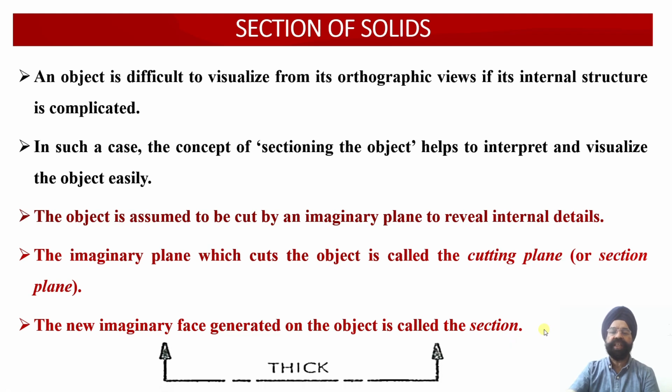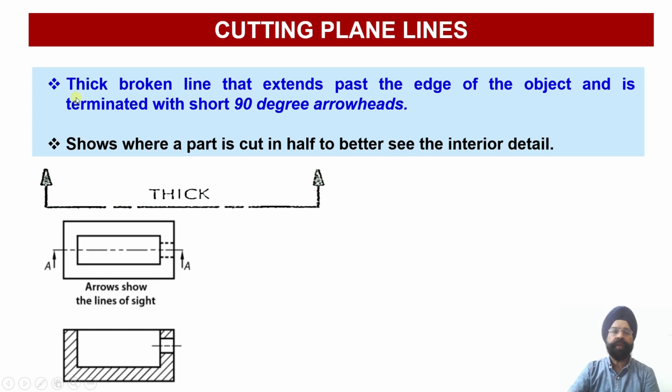Now this is the representation of the cutting plane. It is a thick broken line that extends past the edge of the object and is terminated with short 90-degree arrowheads. So here you can see this is the object. The cutting plane will be represented by a thick broken line with arrows shown towards the ends, and this cutting plane will be extending past the actual object whose section needs to be obtained.